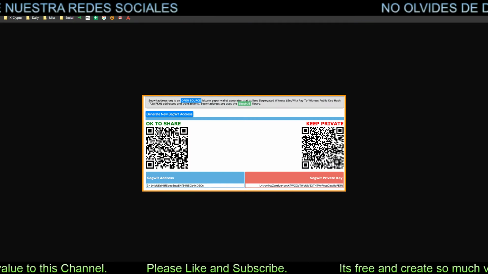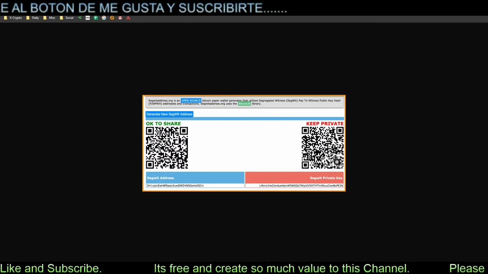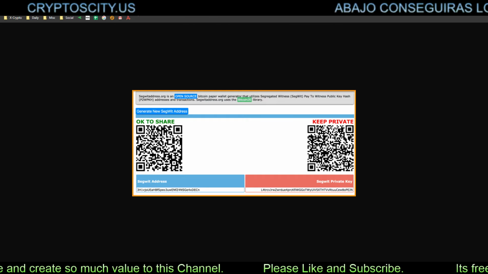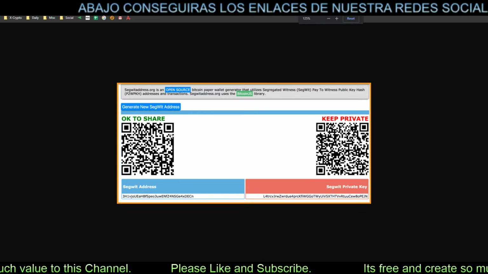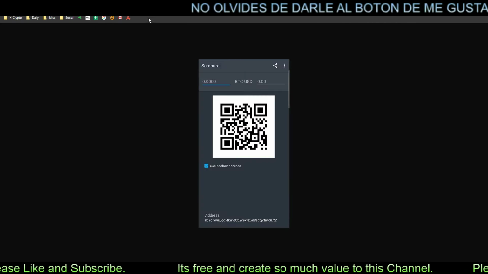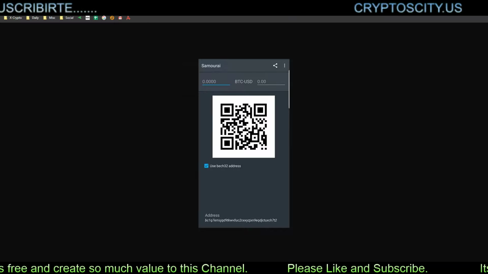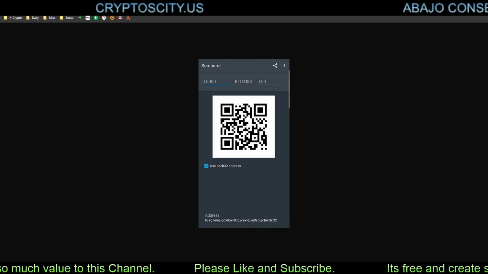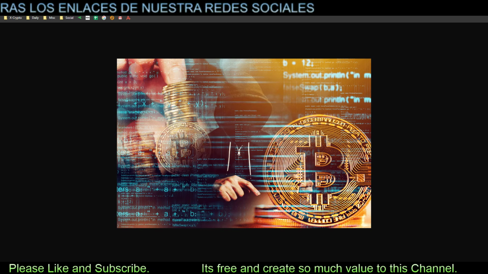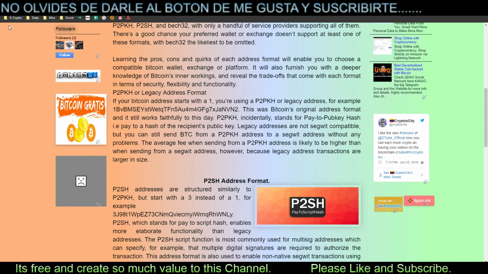There are 3 Bitcoin core address formats to choose from: P2PKH, P2SH, and Bech32, with only a handful of service providers supporting all of them. There's a good chance your preferred wallet or exchange doesn't support at least one of these formats, with Bech32 the likeliest to be omitted. Learning the pros, cons and quirks of each address format will enable you to choose a compatible Bitcoin wallet, exchange or platform. It will also furnish you with a deeper knowledge of Bitcoin's inner workings and reveal the trade-offs that come with each format in terms of security, flexibility and functionality.